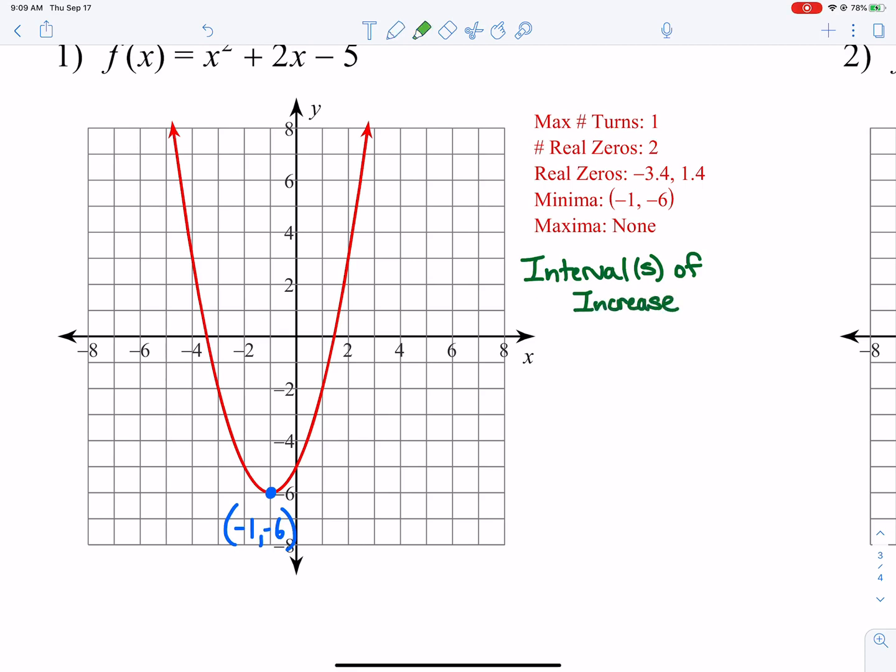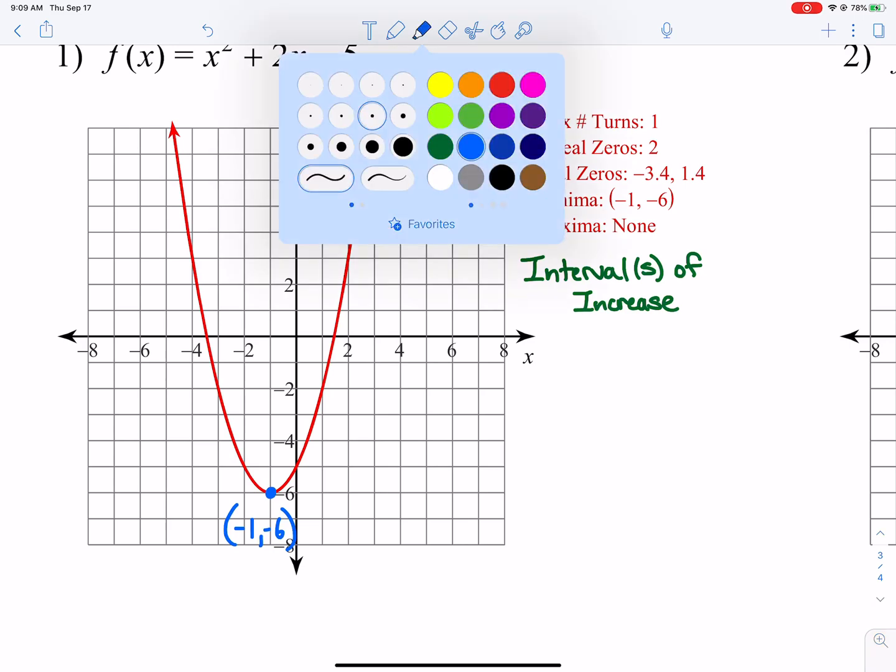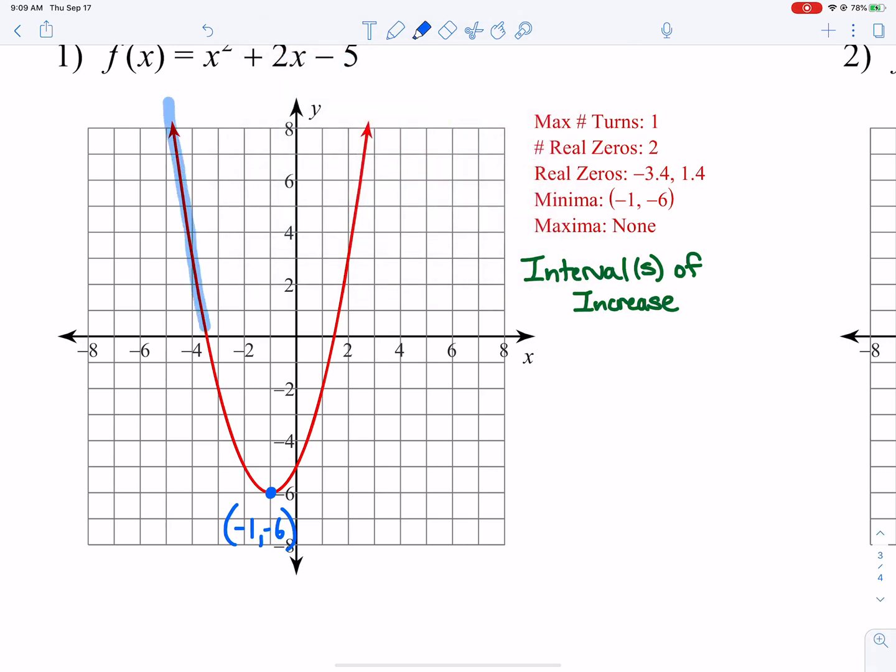All right, so if you're looking at this graph, you can tell that it goes from left to right. It starts to go down from left to right until you get to that minimum value. And then after that value, it starts to increase. So it goes up. And again, looking from left to right. So my interval of increase would be from x equals negative 1, from that minimum point, and then it continues on to positive infinity. So my interval of increase I would write as negative 1 to infinity.